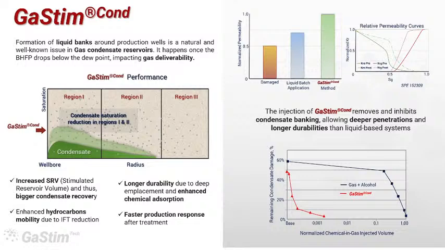And also a very important thing that I want to mention here is that if you see the lower right graph of this slide, with the GaStim Cond, you will need way less chemical concentration when we compare it to, for example, a conventional gas and alcohol liquid-based treatments, and this will translate into better economics of the projects and a more efficient intervention and job as well.